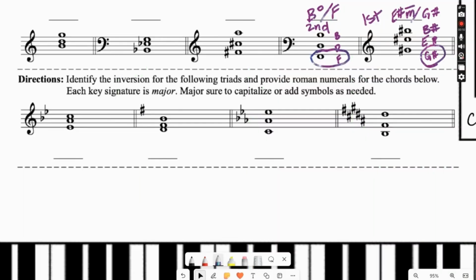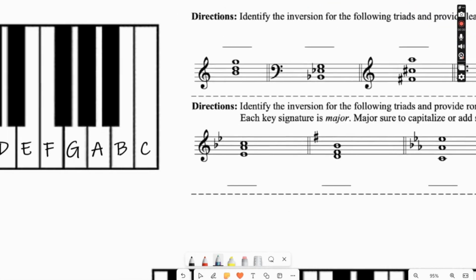Okay, so for the next part, we're going to do the same thing, figure out the lead sheet symbol, which includes the root, the chord quality, and the inversion, as in which note is on the bottom. But then we have one more step, which is converting that lead sheet symbol into a Roman numeral. So I'm going to start with the first one.